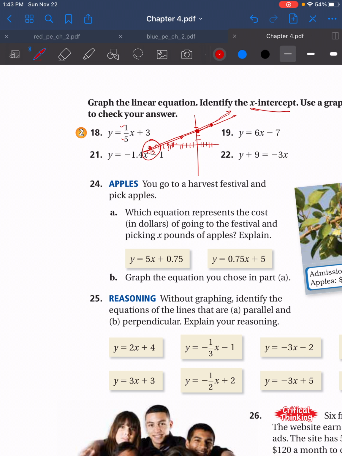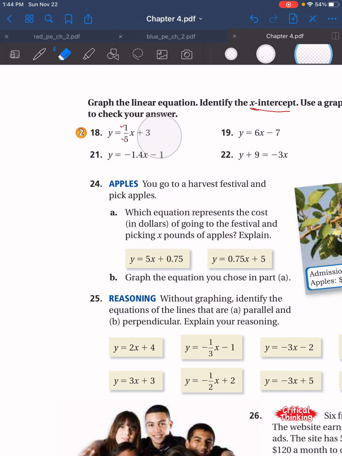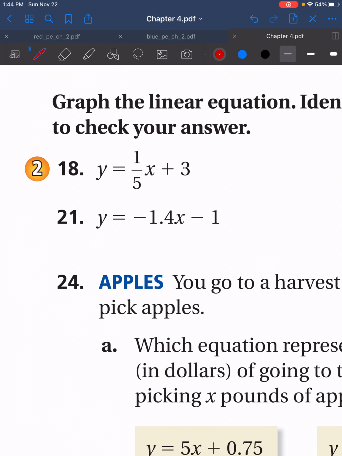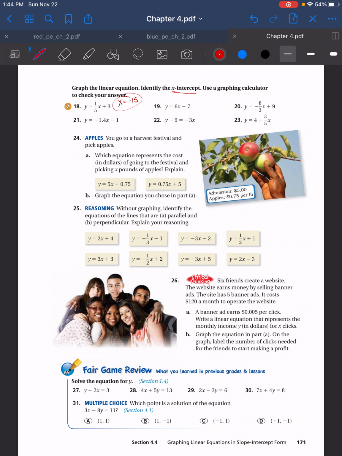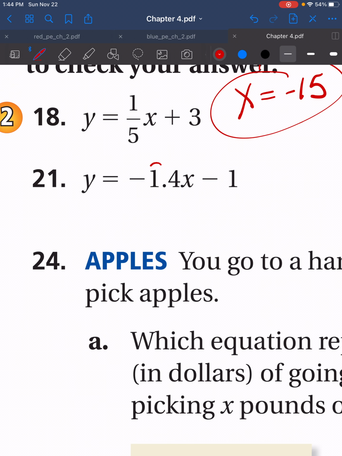I'm going to erase this graph because it's a little crazy. But I don't want you to tell me the y-intercept. I want you to tell me the x-intercept. The x-intercept is negative 15. Okay? All right. I want you to do 18. 19 you can do. 20 you can do. 21 I want you to try. Make sure you turn that into a fraction.